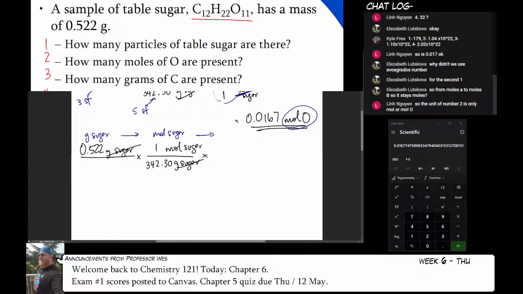This problem wants us to do grams of carbon, so we need to first do moles of carbon to get to grams of carbon. So we'll do mole sugar, moles of carbon. And in 1 mole of the molecule C12H22O11, how many moles of carbon are there? Well, according to the formula, there are 12, right? Because it's C12H22O11.